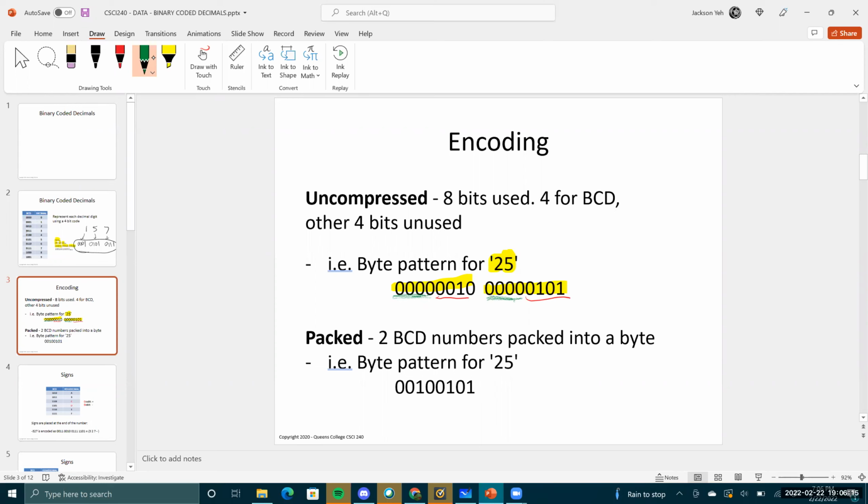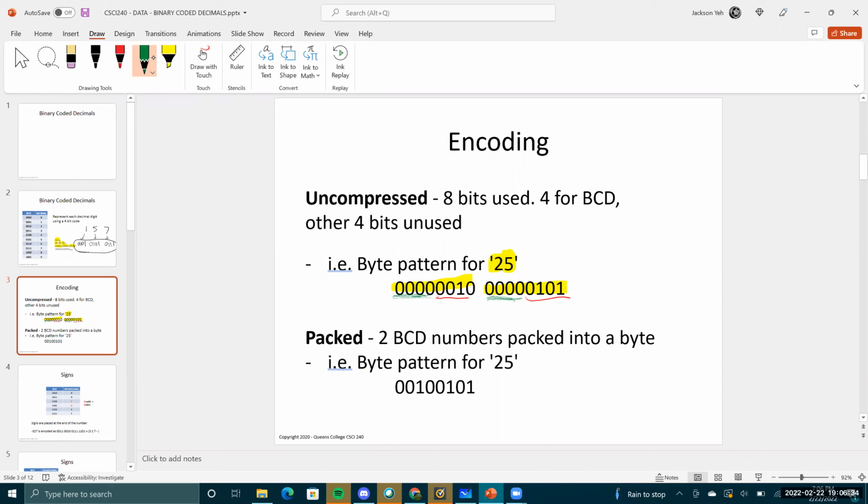So this, I would argue, is inefficient storage. However, the benefit is I can get each BCD very quickly, right? The first byte has a 2, the second one has a 5. I very quickly go and just grab the individual BCDs.